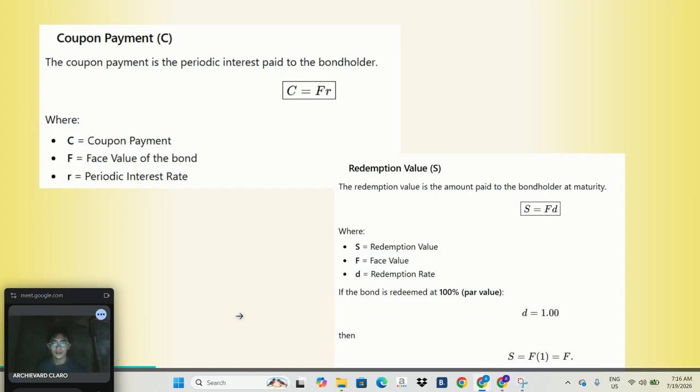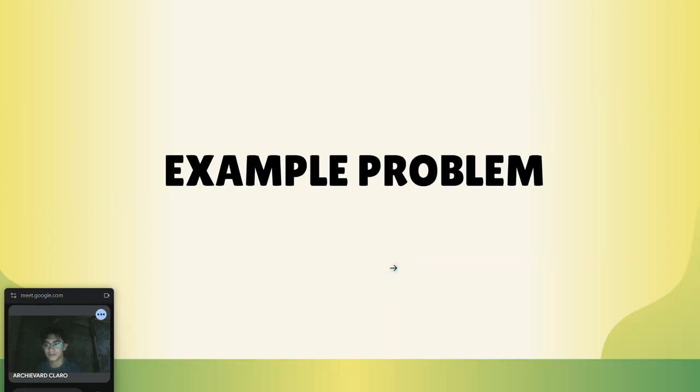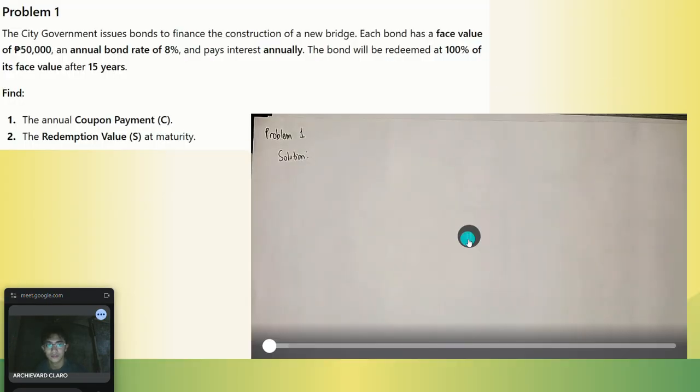Now, let's have an example. Example problem. Now, problem 1. The city government issues bonds to finance the construction of a new bridge. Each bond has a face value of 50,000, an annual bond rate of 8%, and pays interest annually. The bond will be redeemed at 100% of its face value after 15 years. Now find the annual coupon payments and the redemption value at maturity.